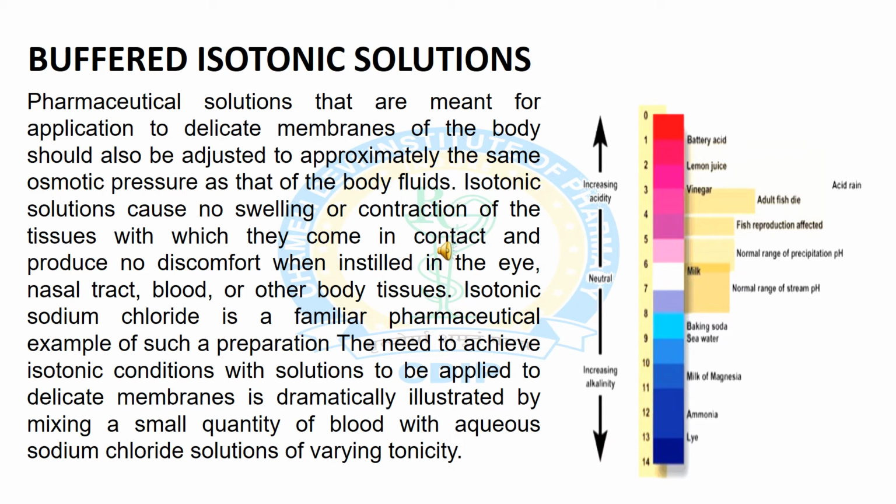Isotonic sodium chloride is a familiar pharmaceutical example of such a preparation. The isotonic solutions are the solutions that have the same concentration or same osmotic pressure as that of the body fluid. If a small quantity of blood is mixed with a solution containing 0.9 grams of sodium chloride per 100 ml, the cells will retain their normal size.